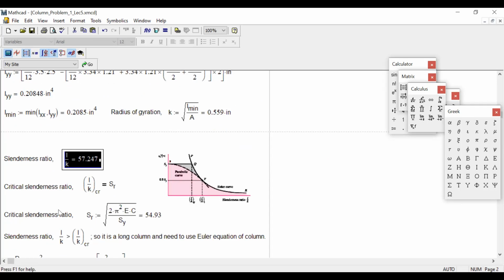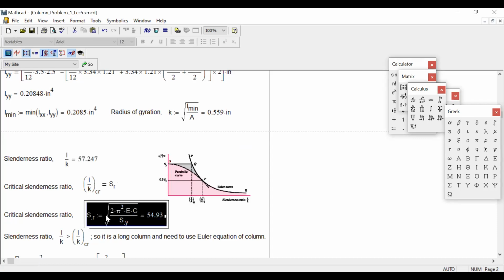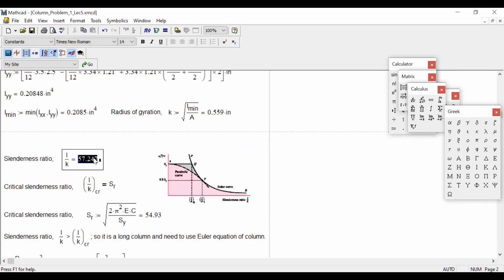Okay. Now you need to figure out L by K critical by formula. So you got L by K equal to 54, and you are getting 57. So are you on the right side or left side now? Anyone? L by K 57 and L by K critical 54. That means you are on the right side. So that means you need to use the Euler equation of column. The slenderness ratio L by K is greater than L by K critical, so it is a long column. We need to use the Euler equation of column.